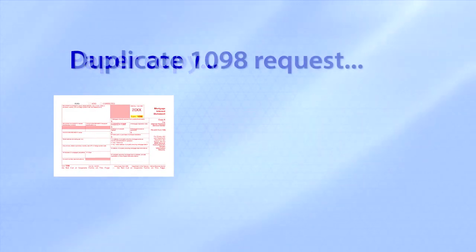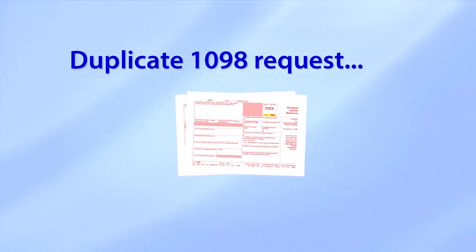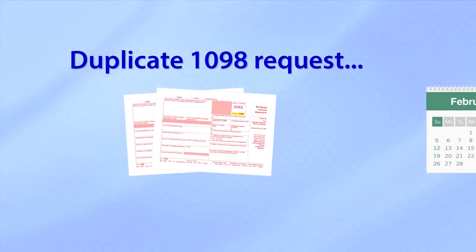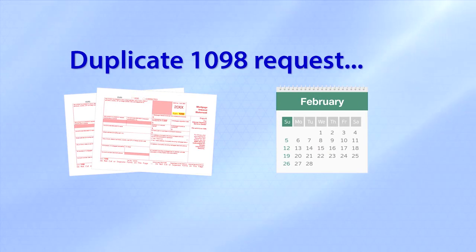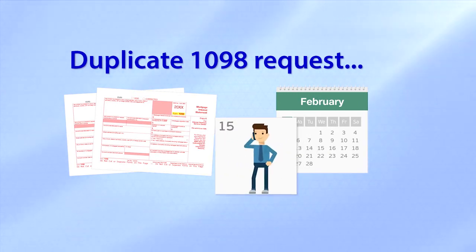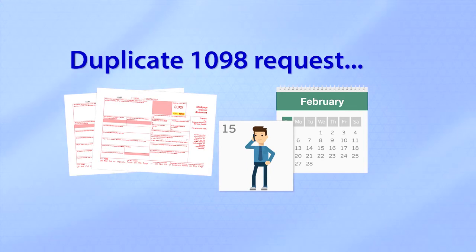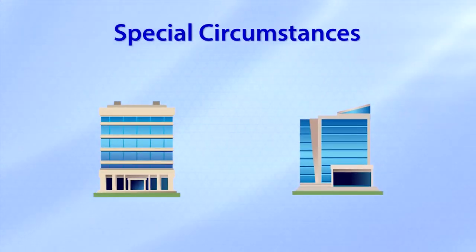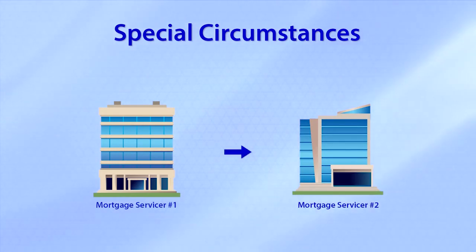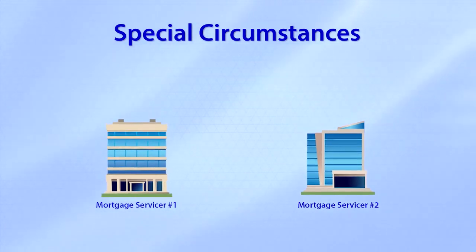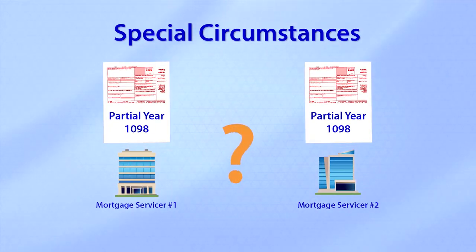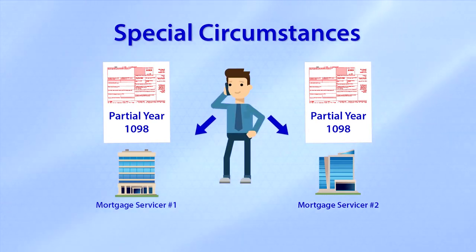If you still need a duplicate copy, requests can be made by contacting customer service, but please keep in mind that duplicate 1098 requests will not be accepted until mid-February following the tax year being reported. There are special circumstances regarding year-end tax reporting that need to be considered as well, such as in the case where your mortgage servicer changed during the year. As a result of this change, you may receive 2 partial year 1098 statements. Please contact each mortgage servicer if you have questions about partial year 1098s.